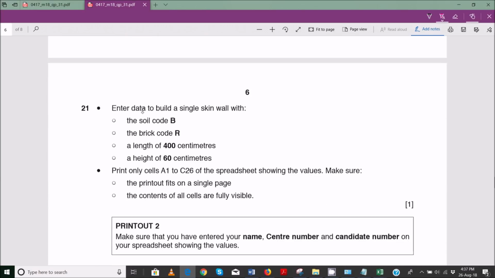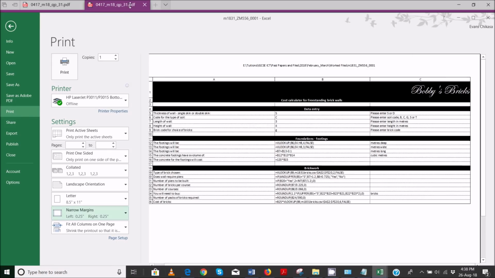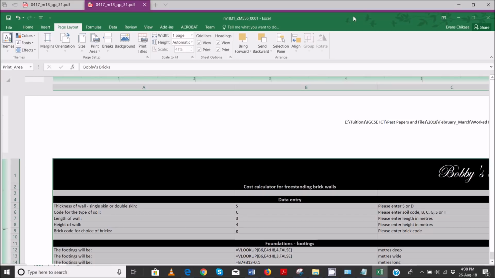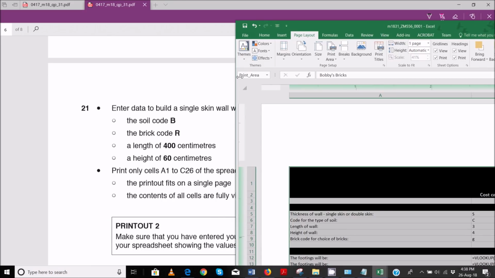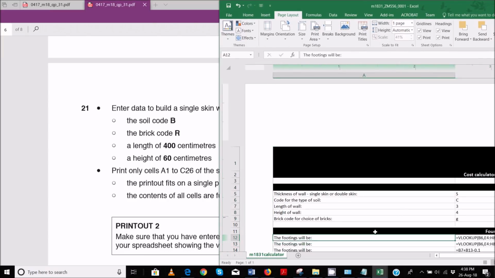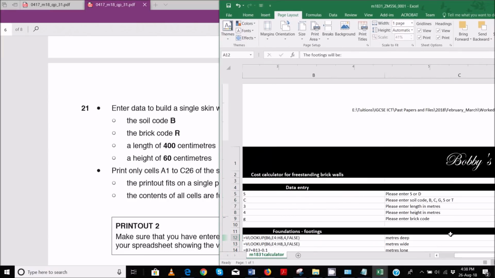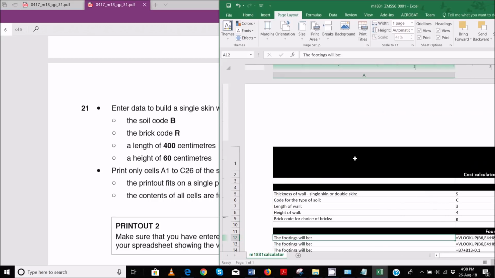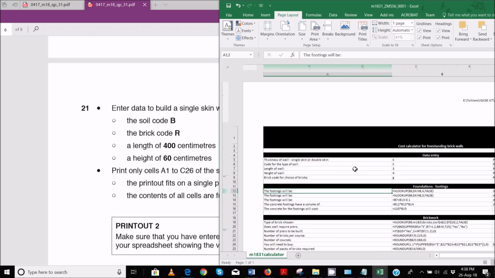Now, step 21, enter data to build a single skin wall with the cell code B. Okay, so let's create a profile like this one. So what I'm just going to do is drag this just so that you could have some values. Okay, so code, let me just zoom out a bit.